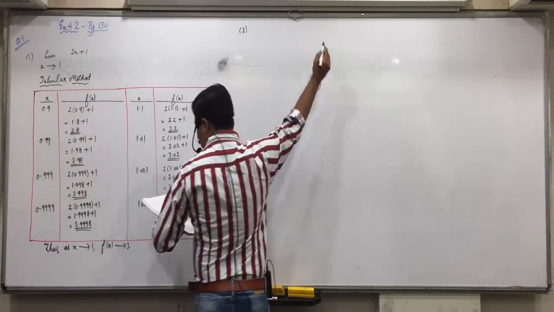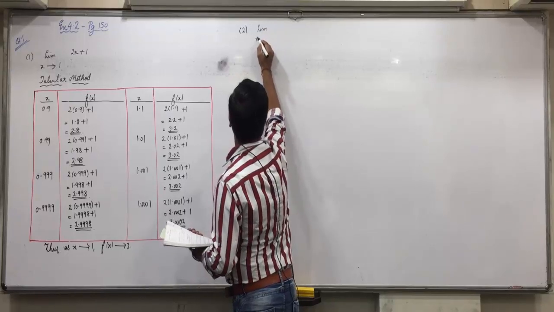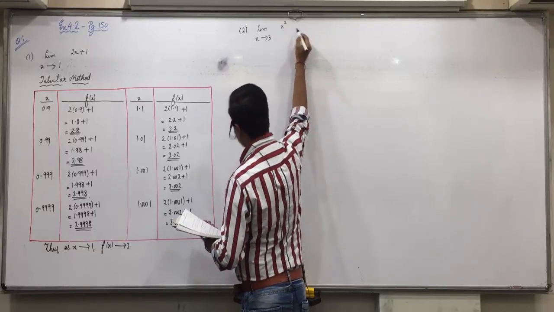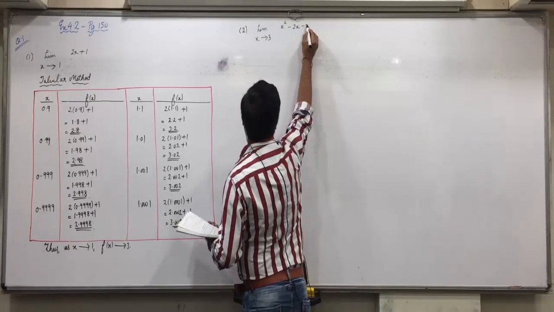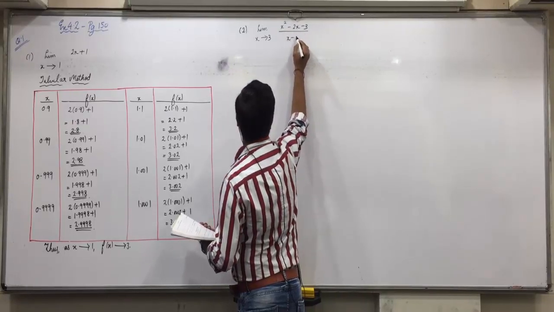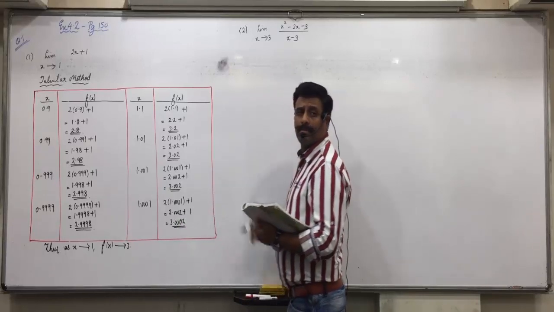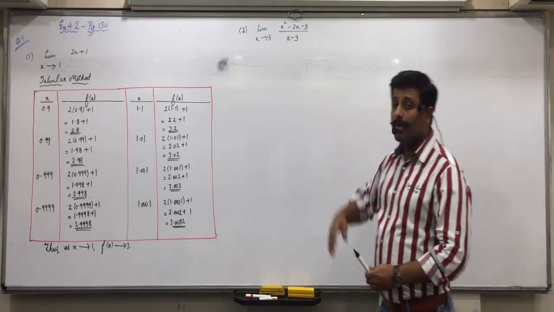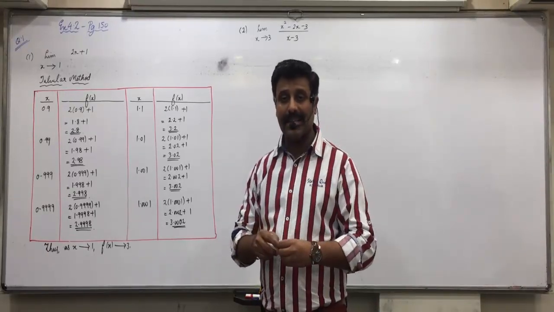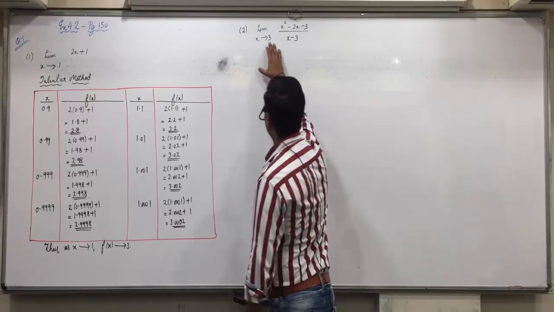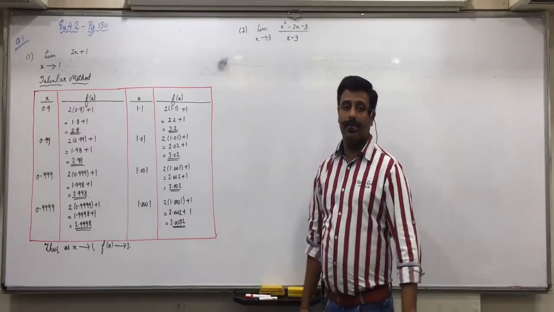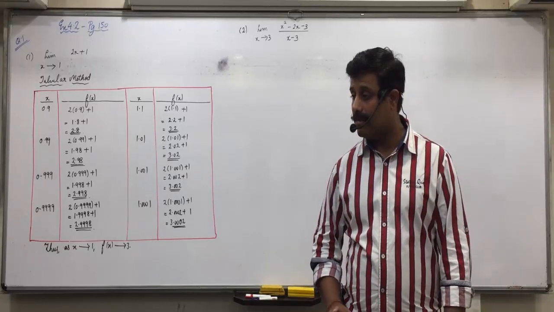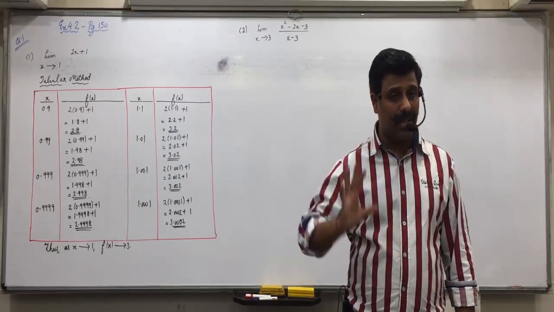Okay? So limit x tends to 3, x square minus 2x minus 3 upon x minus 3. Now see, here, the first example of limit does not really explain the concept of limit, but here, if you put 3 in x, then 3 minus 3, 0. Anything divide by 0, indeterminate, ill-defined.